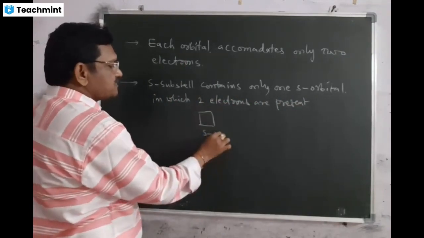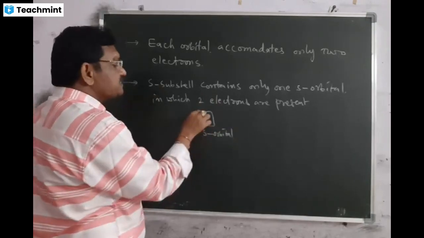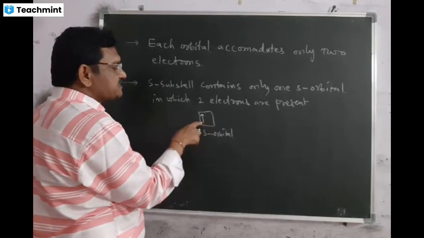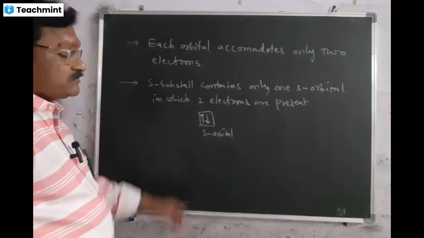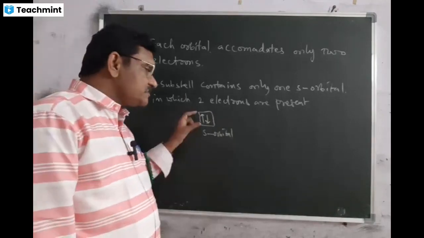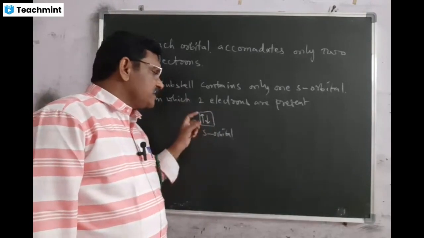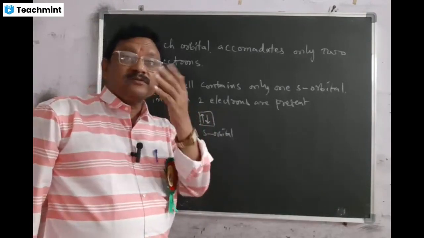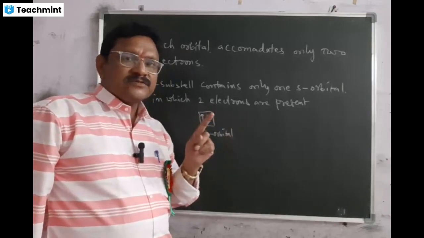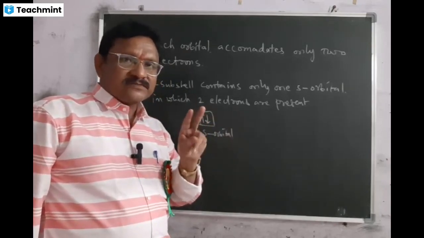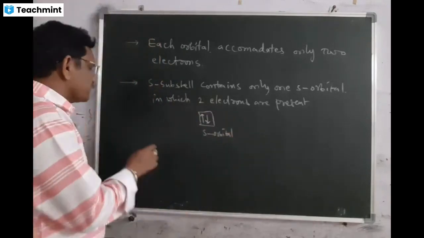So this is the s subshell, having only one orbital, the s orbital. In this s orbital there is a path to accommodate two electrons like this. This is one electron, and another electron can be accommodated. From this we can understand that every orbital in any shell can accommodate only two electrons. More than two electrons are not possible. An orbital contains one electron or two electrons, but more than two are not possible in any orbital of any subshell.